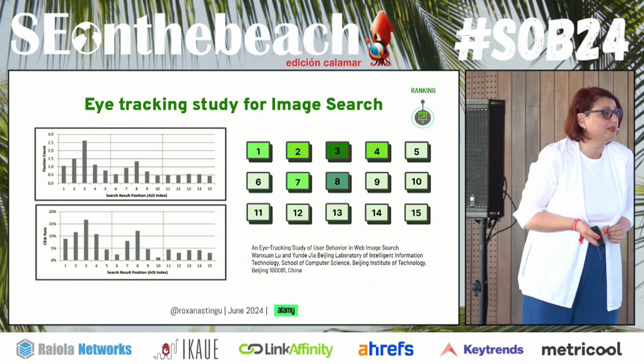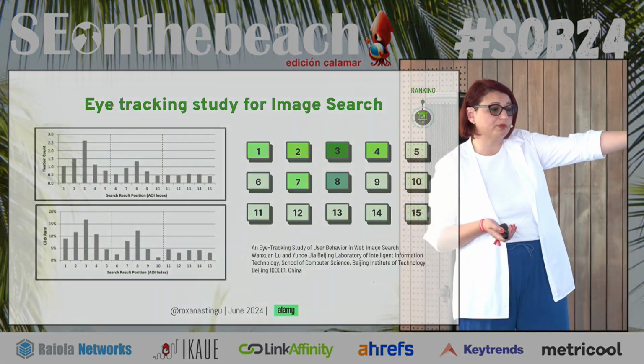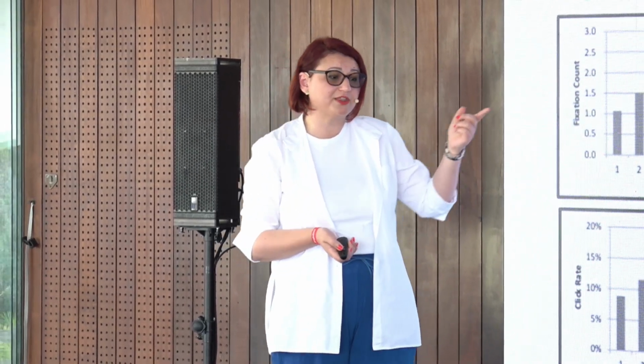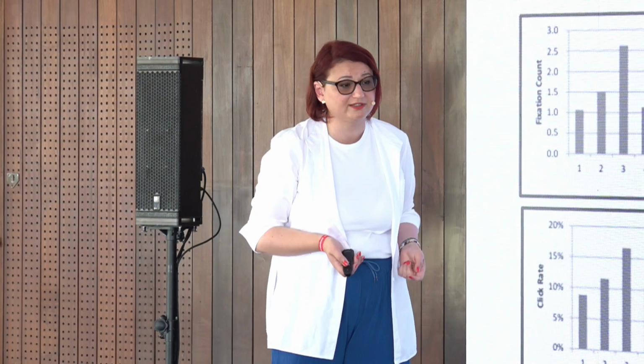So if you're in image search and you have 5 images per row, based on whatever the screen size is, you actually want to rank 3rd and 8th. You don't want to rank 1st and 2nd.